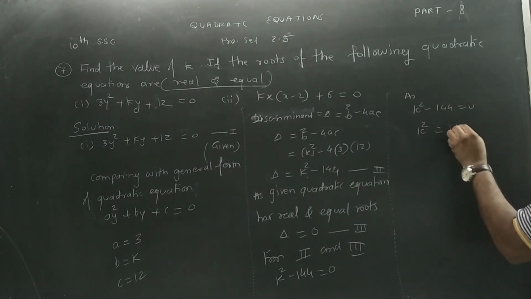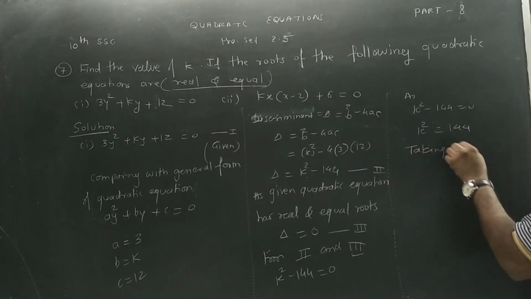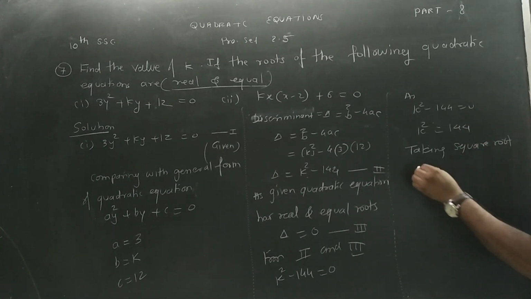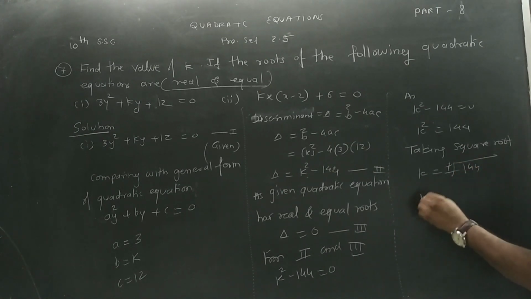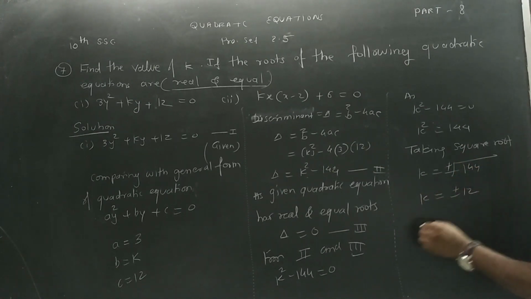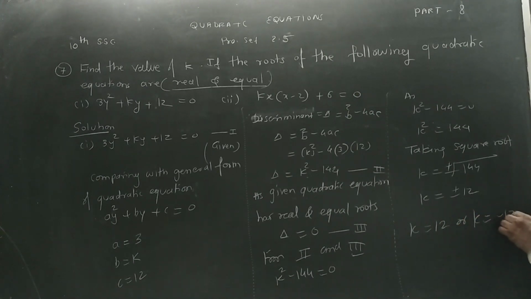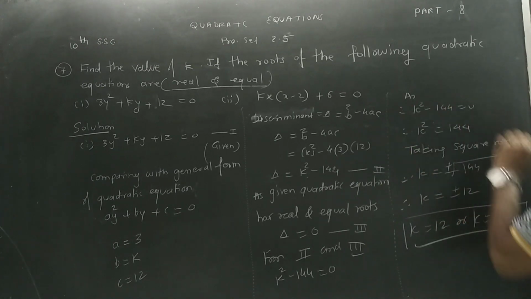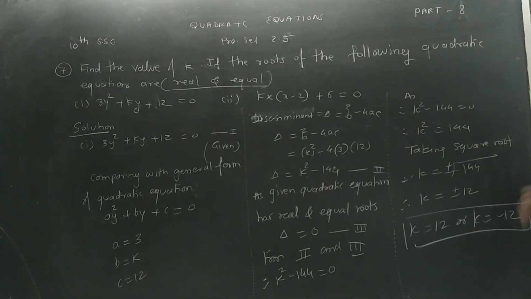k square is equal to 144, taking square root. But here we will take plus or minus. k is equal to plus or minus 12. k is equal to plus 12 or k is equal to minus 12. This you put in the box and you get the answer. Have you understood this? This is the answer. This is the way you have to write the value of k.